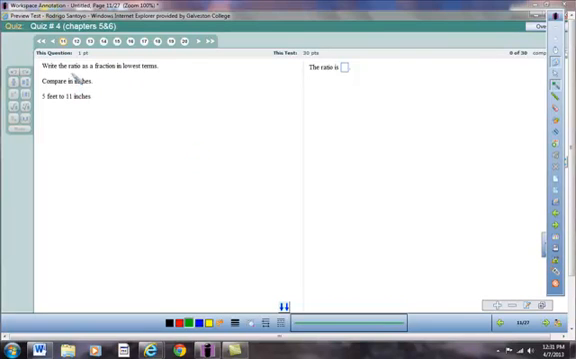Alright, so here in this problem they want us to write a ratio as a fraction in lowest terms. Remember, they want us to compare in inches. So right now we have 5 feet to 11 inches.